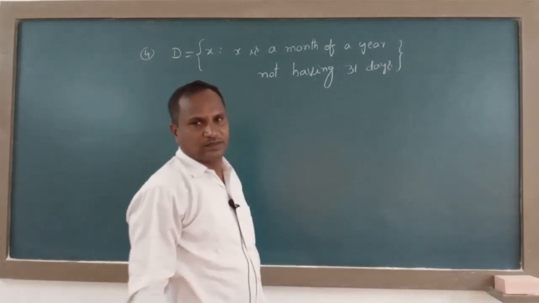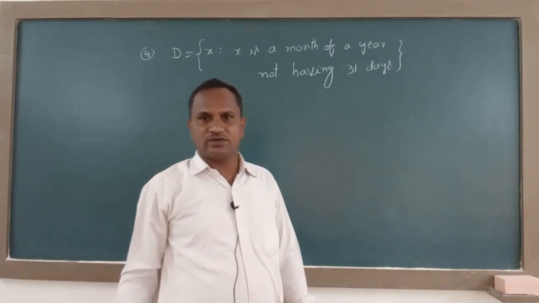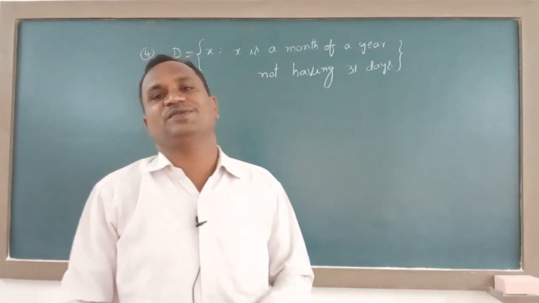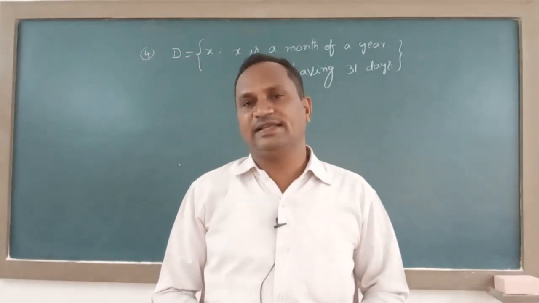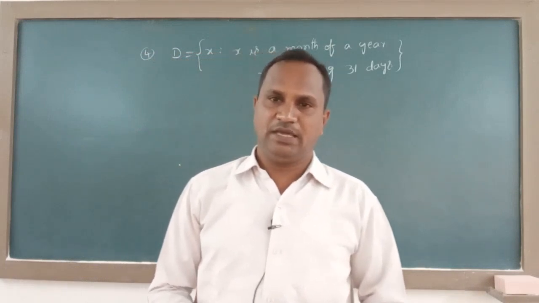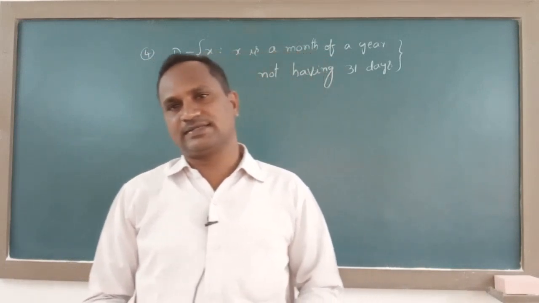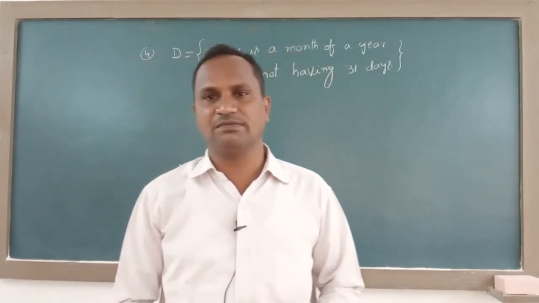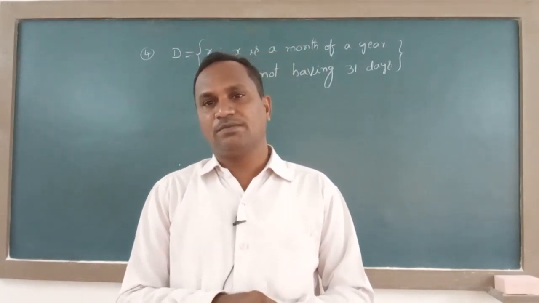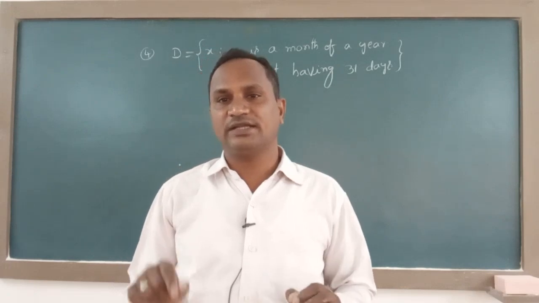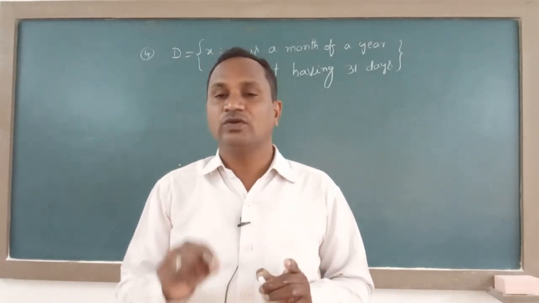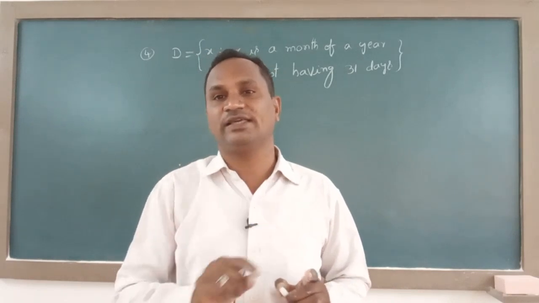See here, which months do not have 31 days? February. First we list out which months generally have 31 days: January, March, May, July, August, October and December. These months have 31 days, but the remaining months do not have 31 days. We must list out those months only.